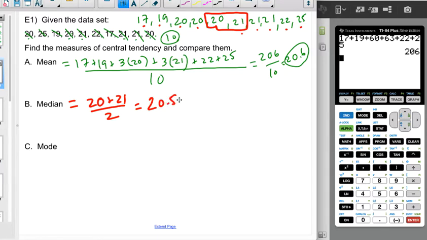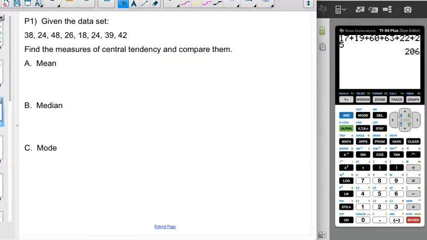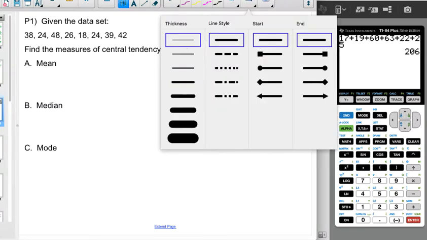be 20.5. And then lastly, the mode is the number that occurs the most. Well, 20 occurs 3 times, and so does 21. So the mode is both 20 and 21, right? Both of them together are the mode. All right, so go ahead and give that a try. Again, you have a data set here. Put it in order and do your thing.